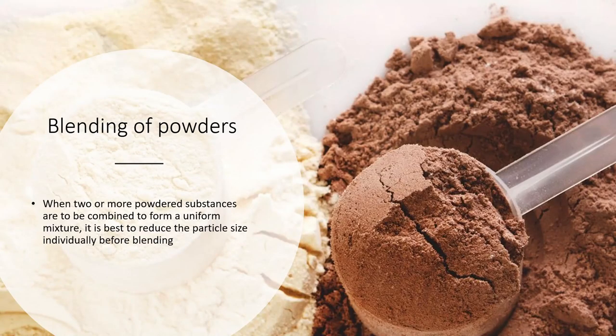Okay? Next, we have blending of powders. So when two or more powdered substances are to be combined to form a uniform mixture, it is best to reduce particle size individually before blending. The point here is you have to triturate first each component separately before you combine them. Why? Primarily because if you try to mix powders of different particle sizes, it will be hard to mix and it will eventually separate themselves into powders of large particle sizes and powders of small particle sizes. That is why it is best to triturate them separately, and when they are roughly the same particle size, you mix them together to form a uniform mixture.